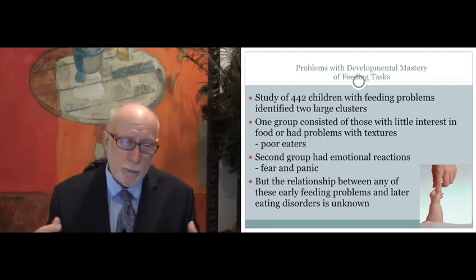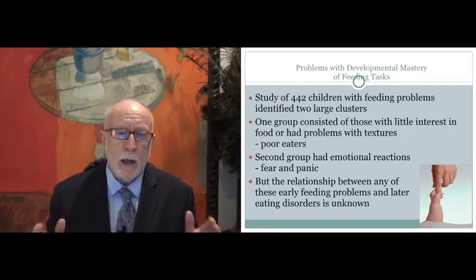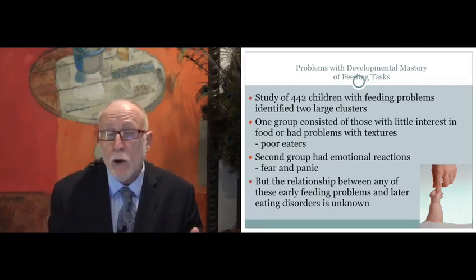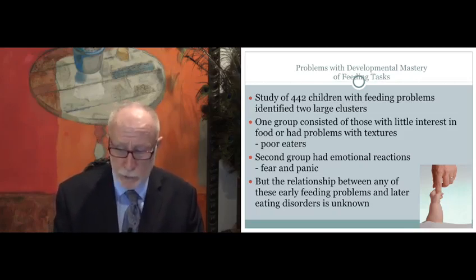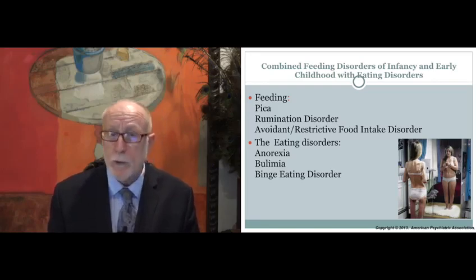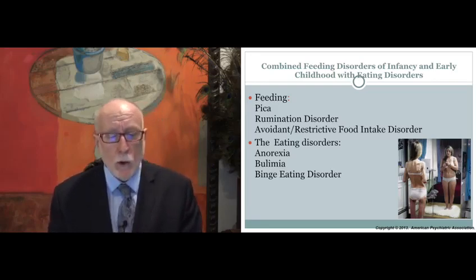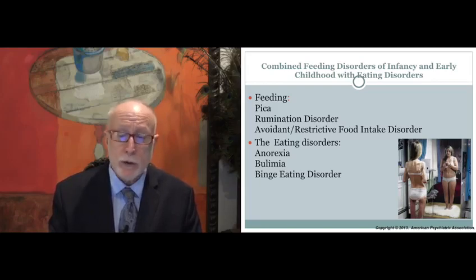One of the hopes in combining together the feeding disorders and the eating disorders in the DSM-5 is that it would allow us to focus more research attention on the relationship between these two different classes of disorders. So we've seen that in the current category of feeding and eating disorders, the feeding disorders are pica, rumination, and avoidant restrictive food intake disorder, which we've taken a look at. And the eating disorders now are anorexia, bulimia, and binge eating disorder. So let's turn our attention to those disorders.